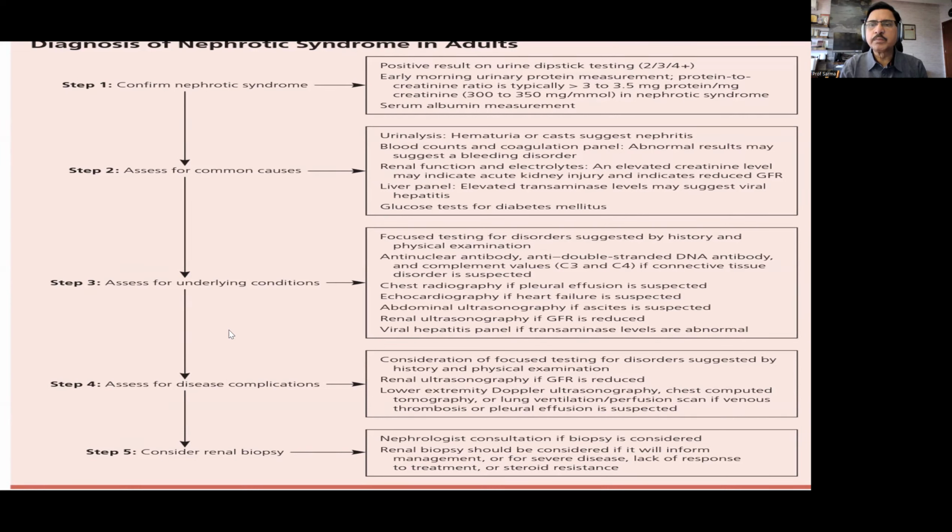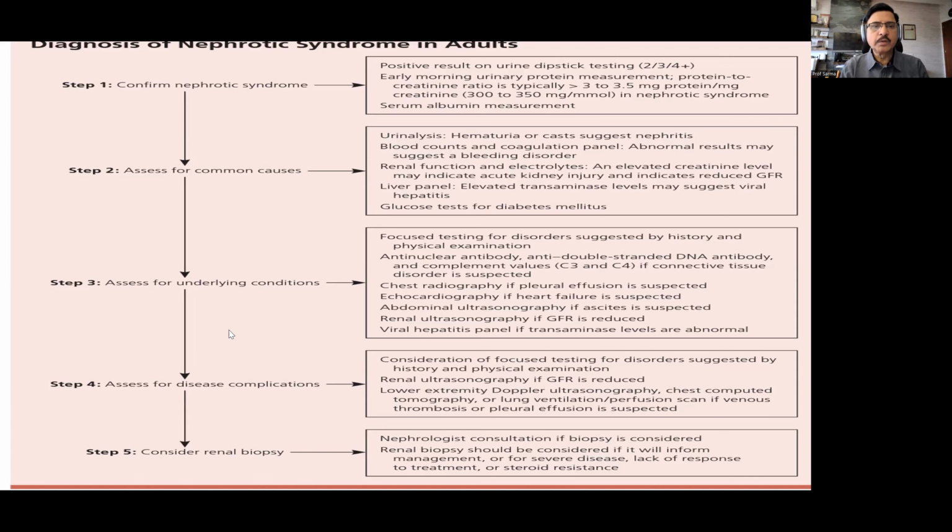An elevated creatinine level may indicate acute kidney injury and reduced GFR. And liver function tests: elevated transaminase levels may suggest viral hepatitis. And a glucose test for diabetes mellitus, which causes secondary nephrotic syndrome. Among these, the coagulation panel is optional. You may not have to do it for everyone. Wherever there is an indication of a coagulation disorder, you can do the coagulation panel. RFT, LFT, glucose, and urine analysis can be done routinely, apart from demonstrating severe proteinuria in the urine by spot urine protein and or the 24-hour urine protein creatinine ratio.